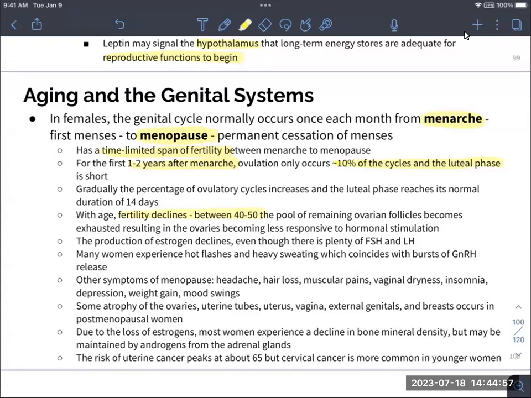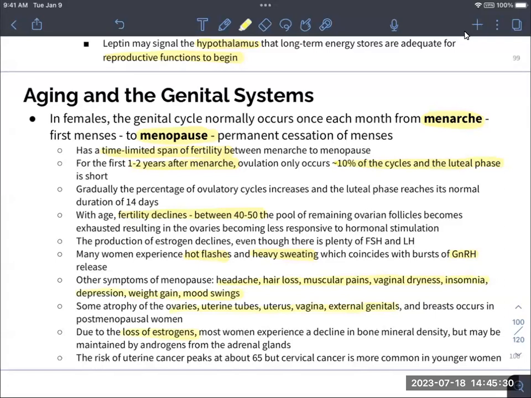Estrogen production starts to decline, and women start to experience hot flashes and sweating, which tends to coincide with the release of gonadotropin releasing hormone. Menopause also brings about headaches, hair loss, muscle pains, vaginal dryness, insomnia, depression, weight gain, and mood swings. The ovaries will start to atrophy; the uterine tubes, uterus, vagina, and external genitals all atrophy too, because of the loss of estrogens.